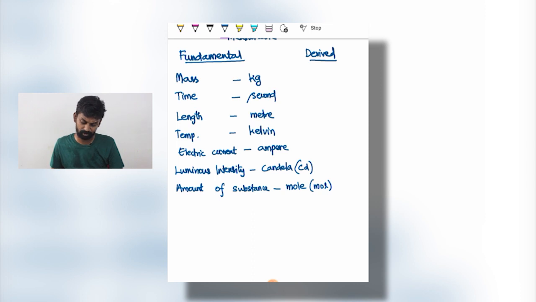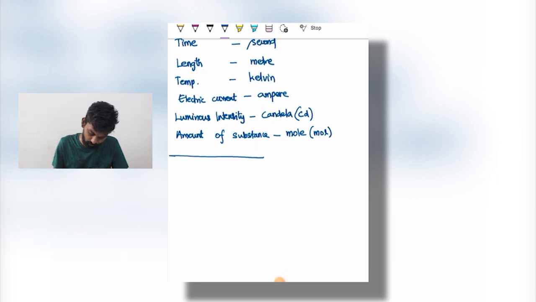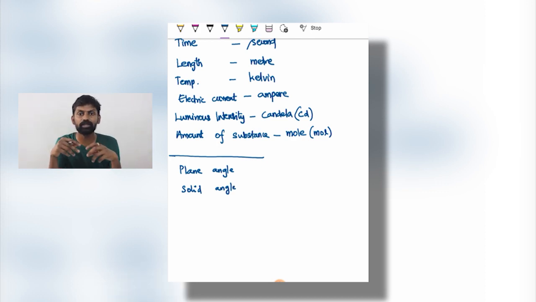Other than these fundamental quantities, as I said, there are two supplementary quantities also. Let us see what those two supplementary quantities are: plane angle and solid angle. I will explain in some time why these two quantities are placed separately. In a separate video, only to understand them, I will make a small video on plane angle and solid angle and try to make you understand about them.